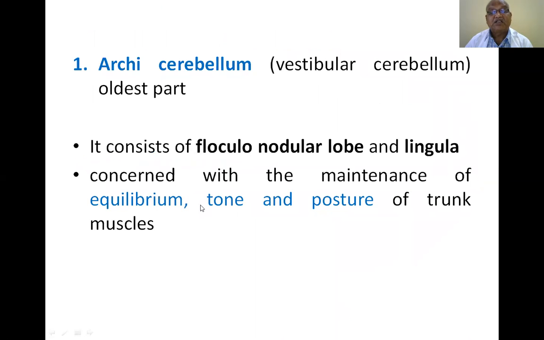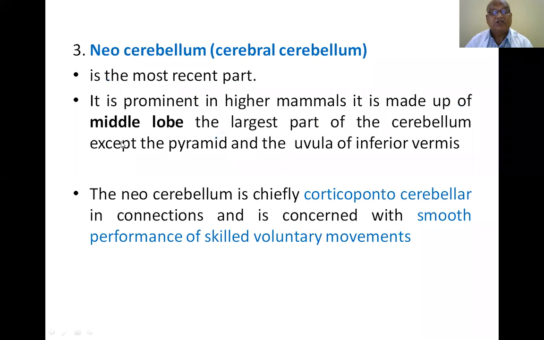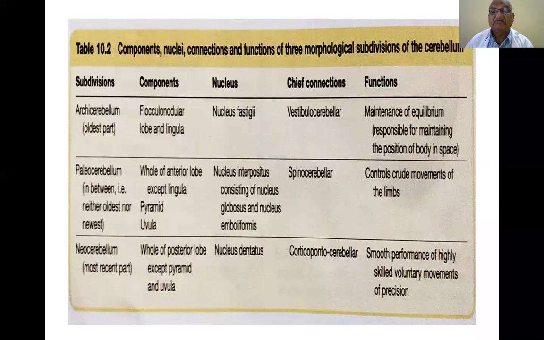Archicerebellum, the oldest part: equilibrium, tone, and posture of trunk muscles. Paleocerebellum is concerned with tone, posture, and crude movements. Neocerebellum is concerned with smooth performance of skilled voluntary movements, cortico-ponto-cerebellar. So this has given you a clear-cut division of the cerebellum morphologically, functionally, and embryologically.